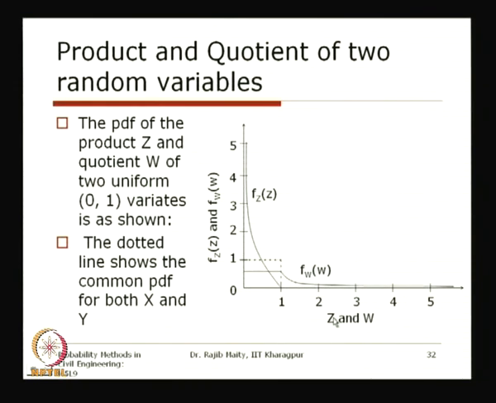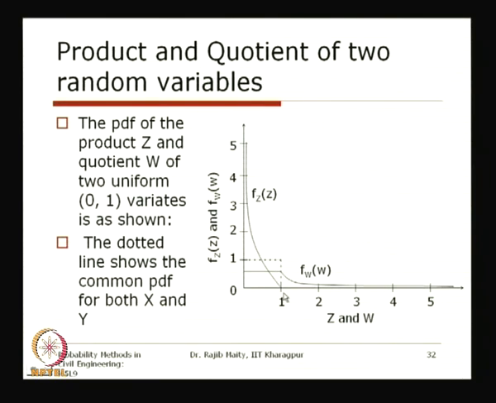Here one example is shown. Suppose that there are two random variables, one is the product z and the quotient is w here, so they are individual. These are the two random variables considered where both random variables are uniform. So, this dotted line, as you can see here, is the uniform distribution for both the random variables, and it is uniform between 0 and 1.